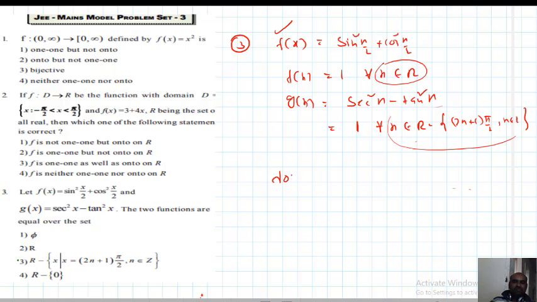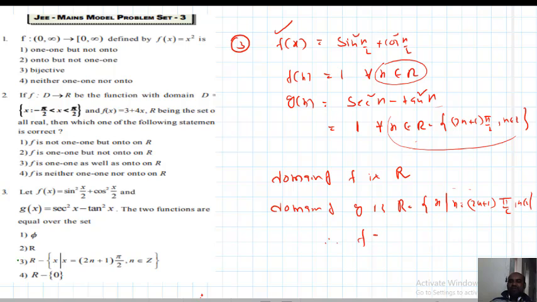Okay, the domain of f is all real numbers. Domain of g is all real numbers except the angles x such that x is equal to (2n plus 1) into pi by 2, where n belongs to Z. Therefore, f function is not equal to g function. Never are these two equal functions. So when they are equal means, the domain of f also taken as this, then that becomes equal functions.